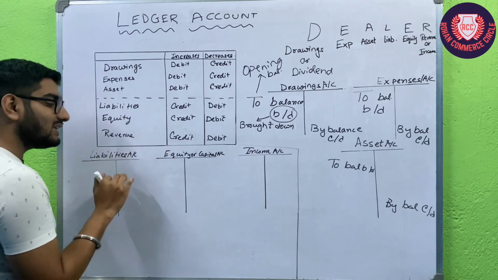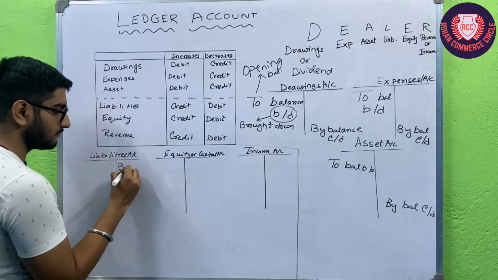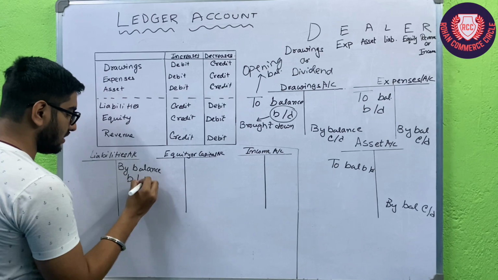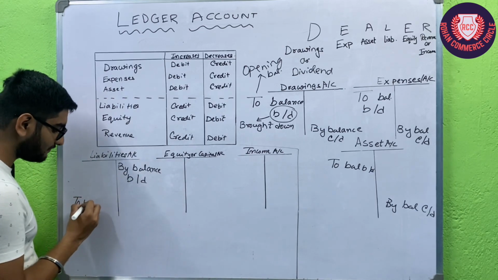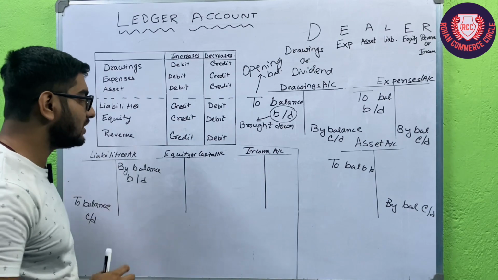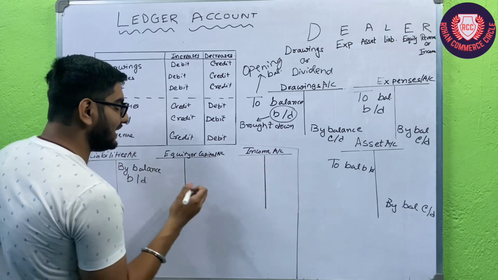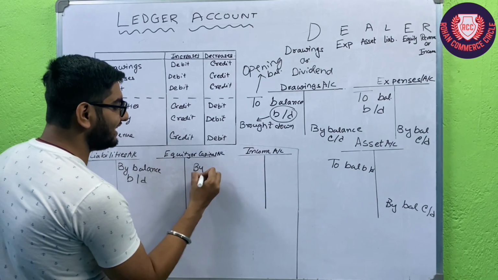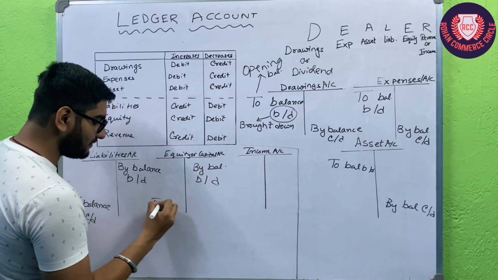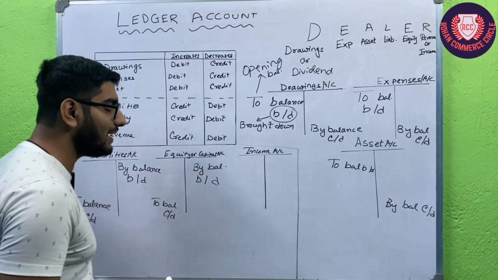That means in case of a liabilities account, we will write by balance BD, and to balance CD. That is very important, and the same will be in case of capital or equity account and income account. That is by balance BD and to balance CD. Same will be on the income account also.